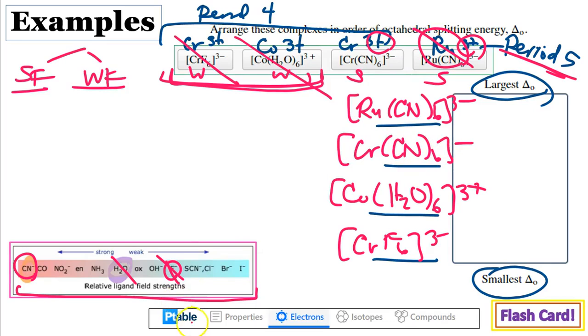So the goal is to basically continue to make all the connections possible between ligand, oxidation state, and of course the period it's in when you're trying to relate it to color, or at least the ability for these ligands to absorb certain colors based on that splitting energy in the d orbitals.